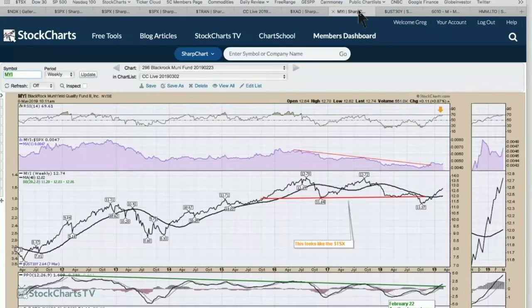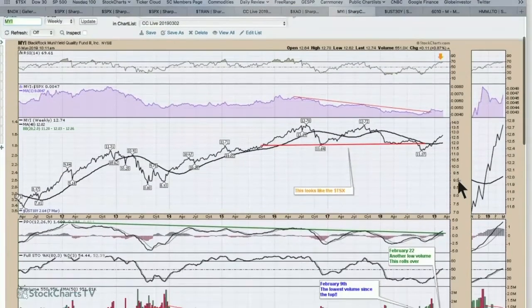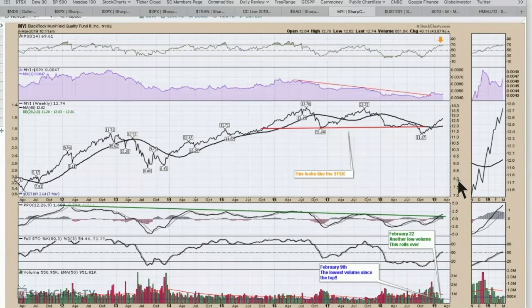Now, again, one of the charts I like to use is the BlackRock Municipal Quality Fund. And the reason I like to use it is it tends to lead the 10-year for the most part. Doesn't always. These are guidelines, not posts. And what we see is this has been pushing higher even though the 10-year was actually trying to improve.